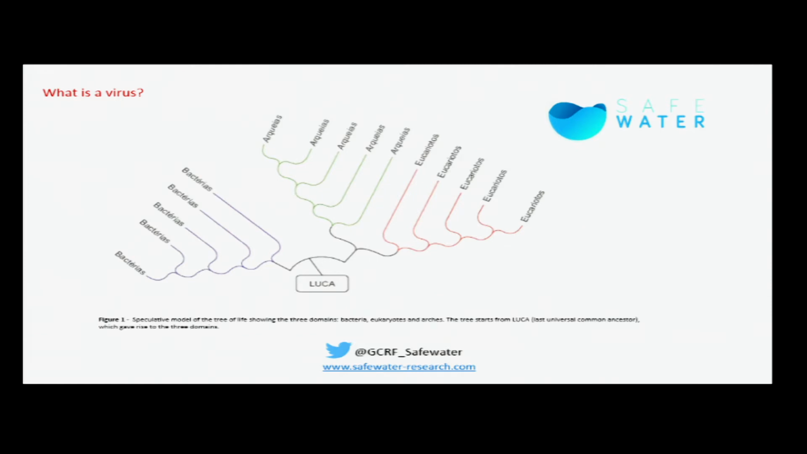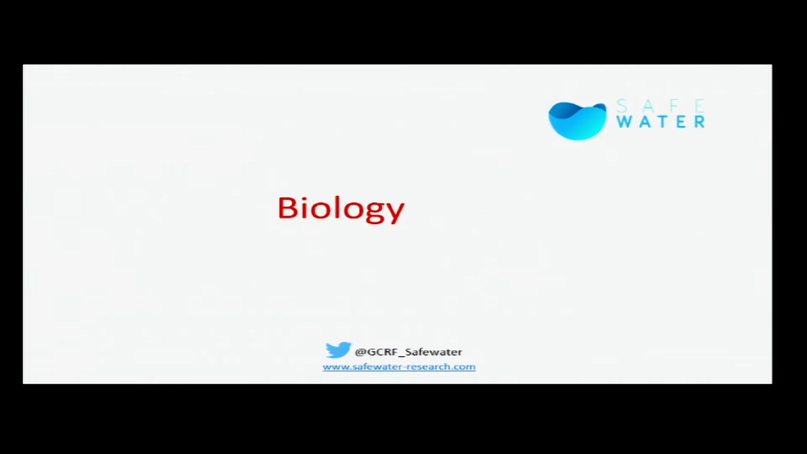So we have basically three domains. Sorry, the figure is in Portuguese, but here we have bacteria, here we have archaea, and here we have eukaryotes. So this is the last universal common ancestor, the first cell ever, which originates three domains. And here we can find virus.